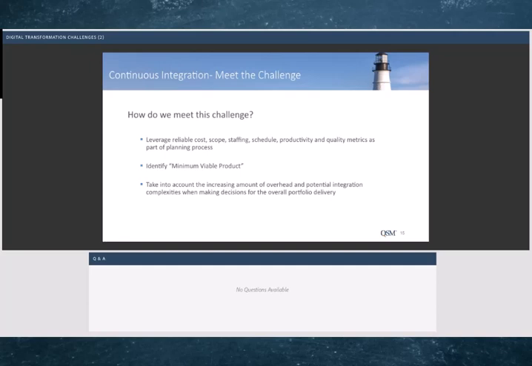And we also want to be able to take into account the complexities in the overall portfolio delivery as part of that transformation. So how do all these pieces fit together? How do they affect one another? I need a big picture view. I need a big picture estimate to help overcome these types of challenges.